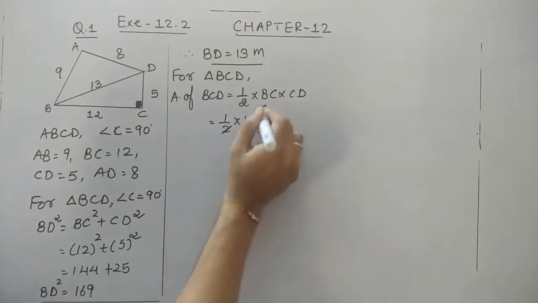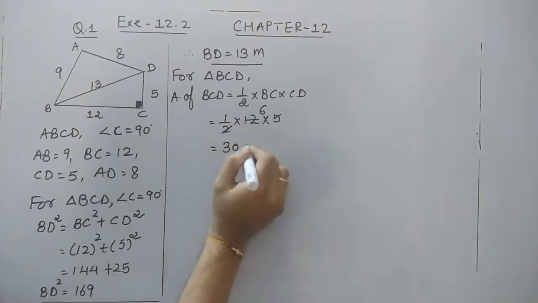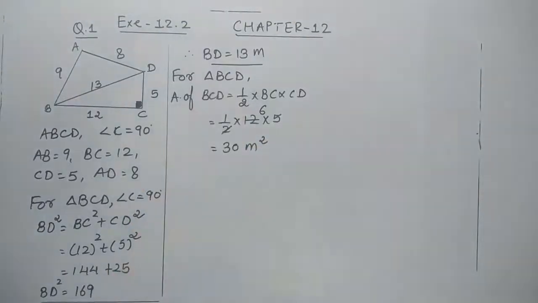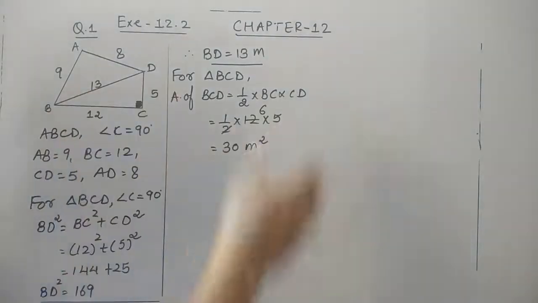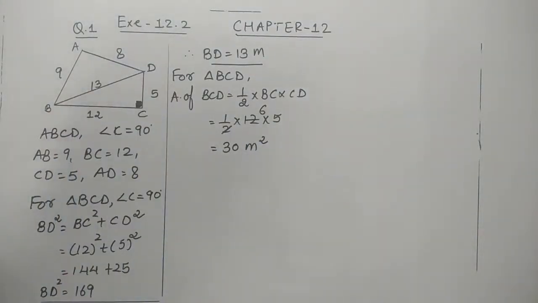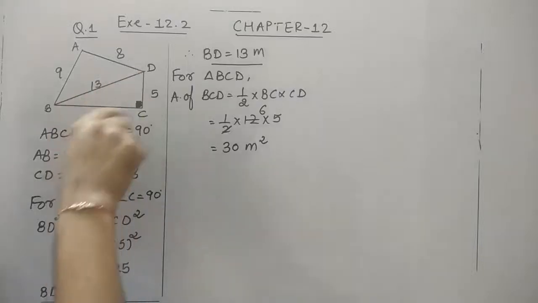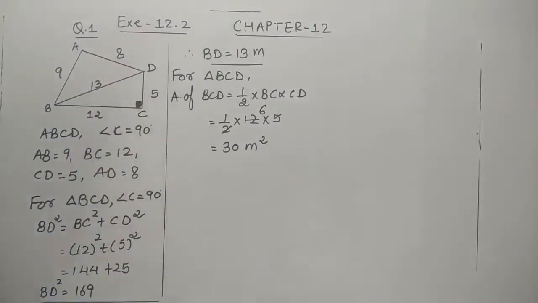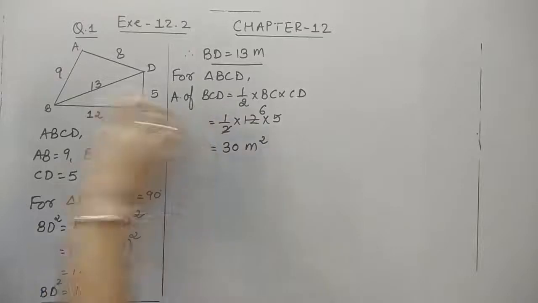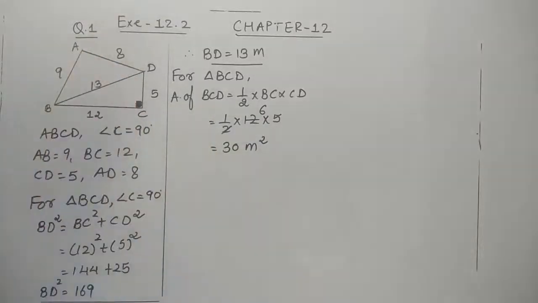You can see here we'll get the area in 3 steps only. If you find it with Heron's formula, it takes the whole page to complete. We obtain BCD area. Now let's go for ABD. ABD cannot be obtained by this formula as we do not have any altitude or right angle.